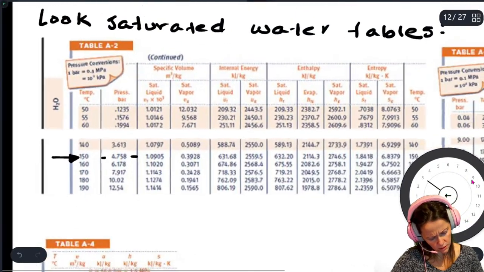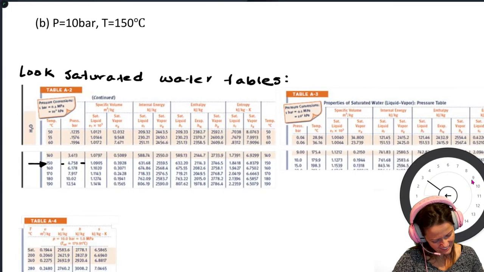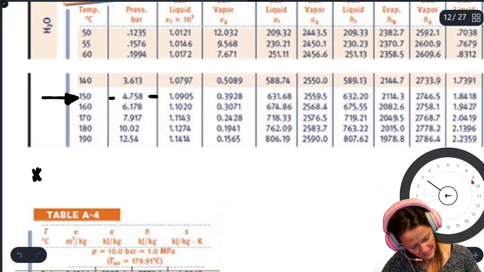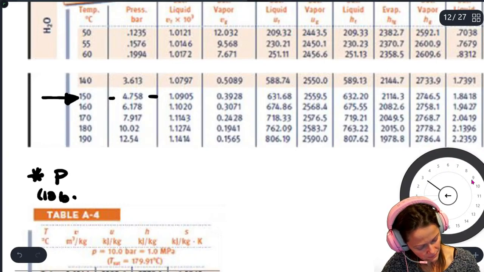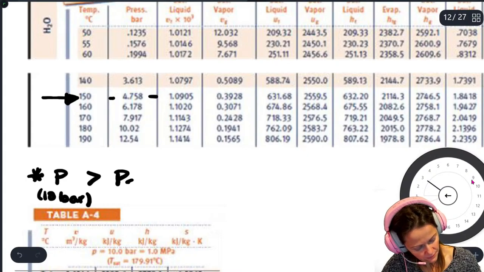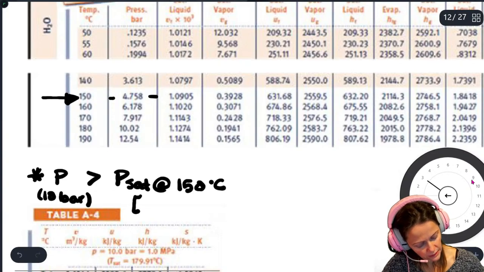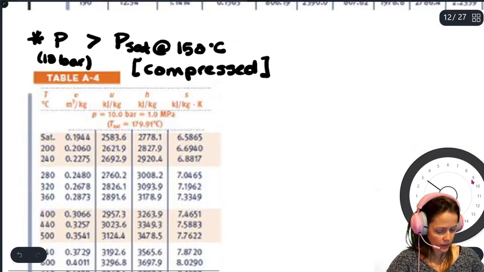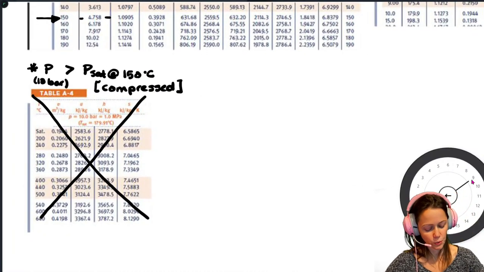So, I just found another error. It's okay. It's a learning opportunity for me and for you to pay attention. So my pressure, which is 10 bar, is greater than the saturation pressure at 150 degrees Celsius, which means that it's compressed. And that means that this table A4 that I've got going over here is not really valid. I copied the wrong table. That's okay. We've got access to our compressed liquid tables, so we'll be okay.